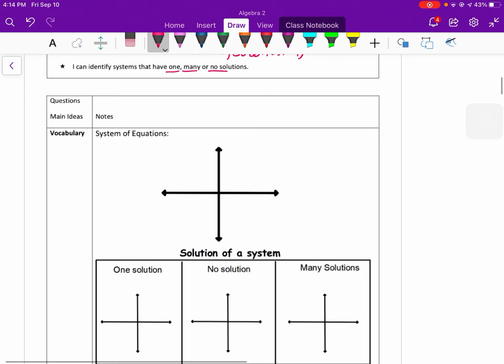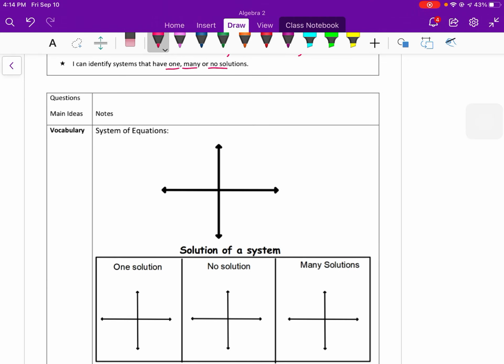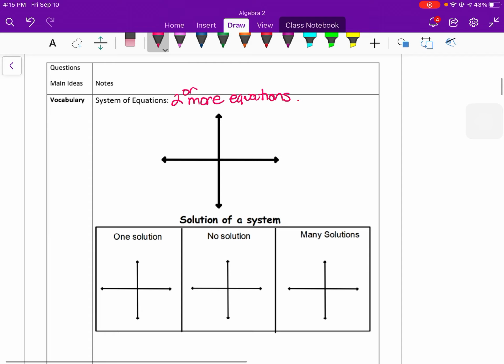So first, a system of equations is when you have two or more equations. And we're going to deal with systems of linear equations, so two lines. And then we have three types of solutions. So we have two or more equations, so two or more lines, it makes a system.